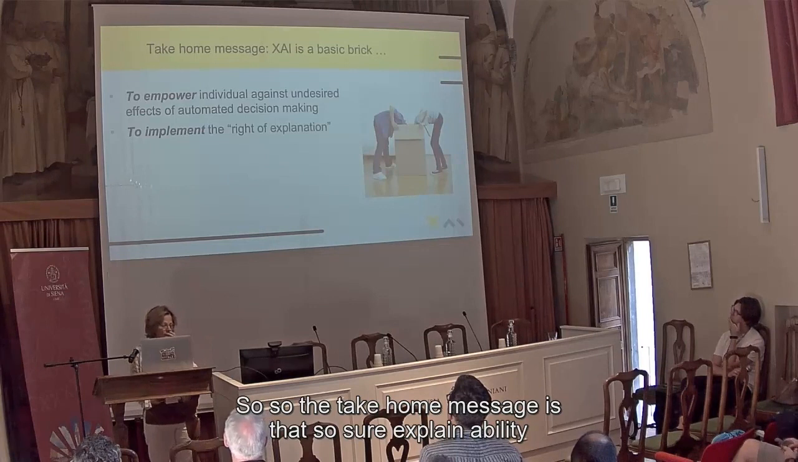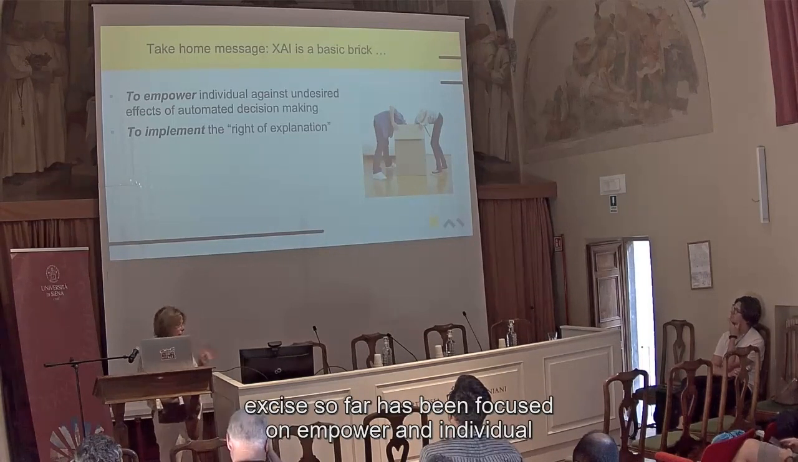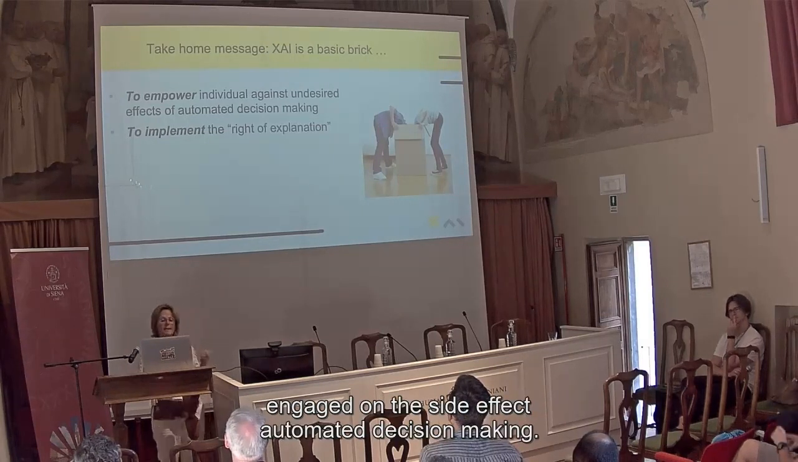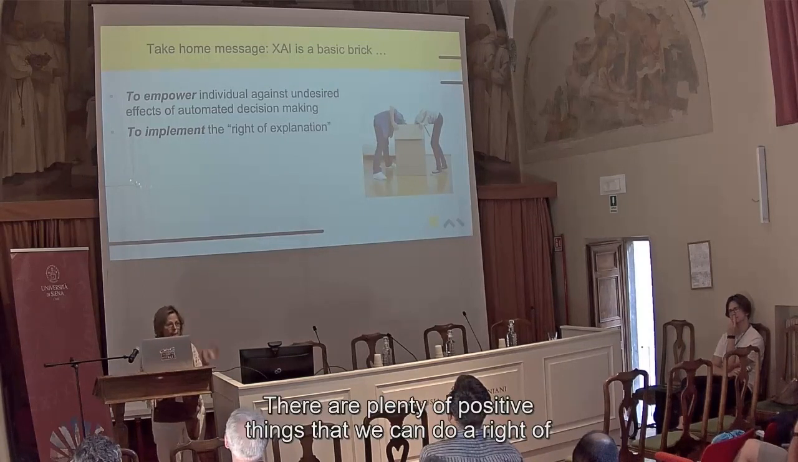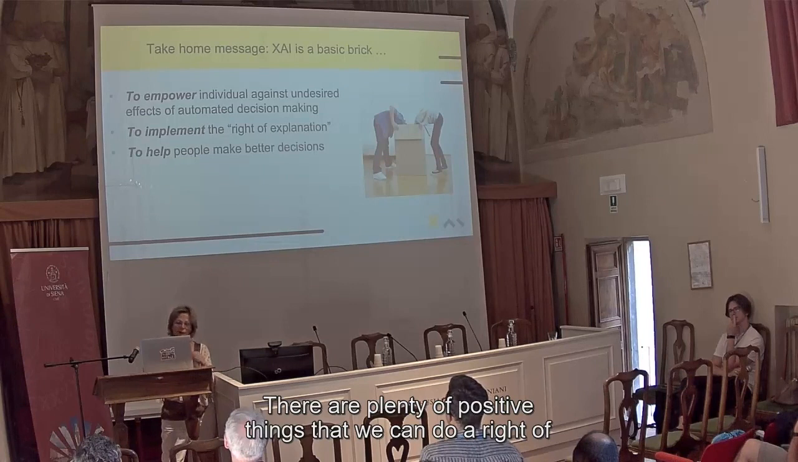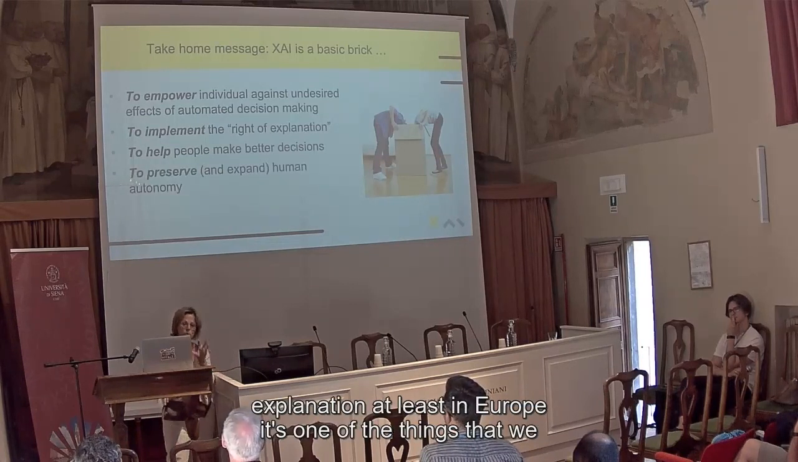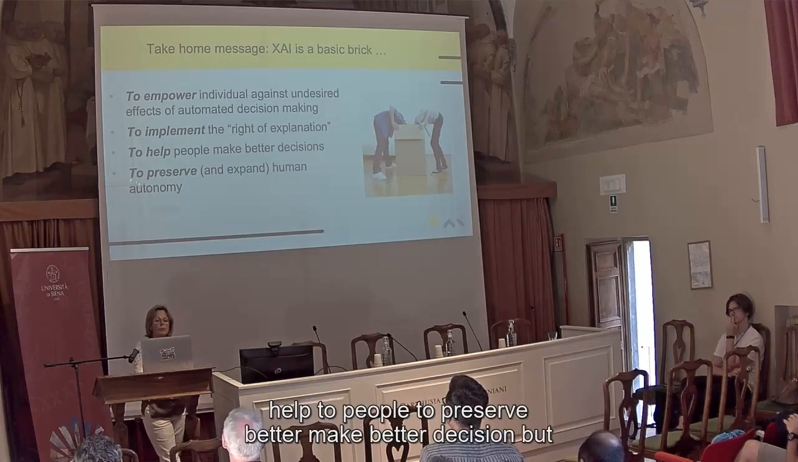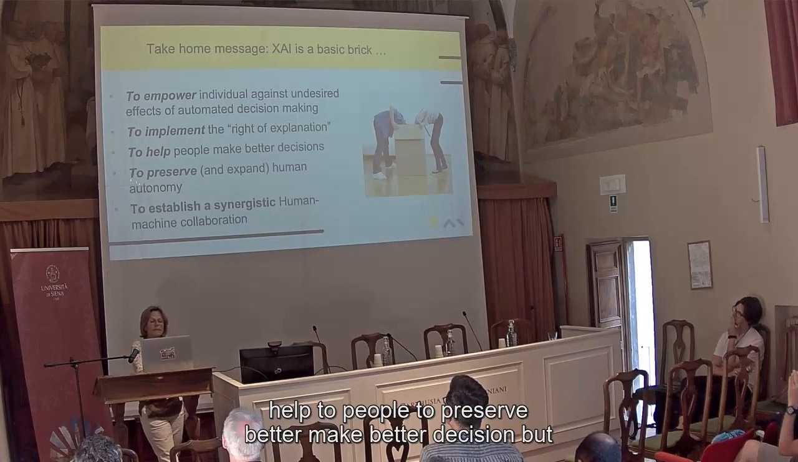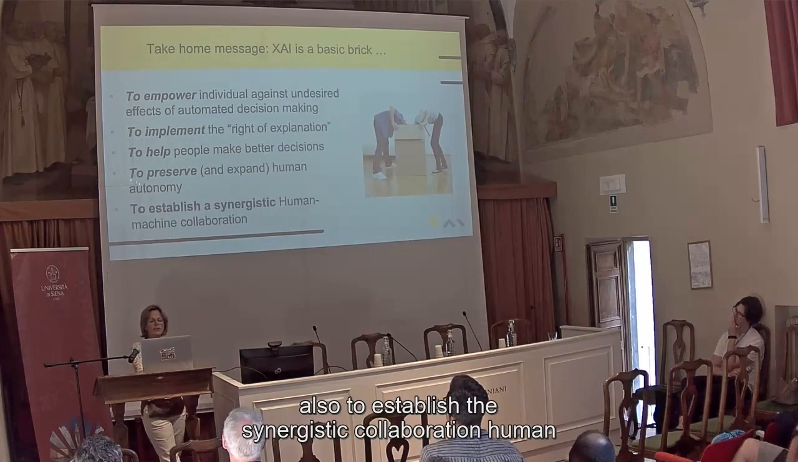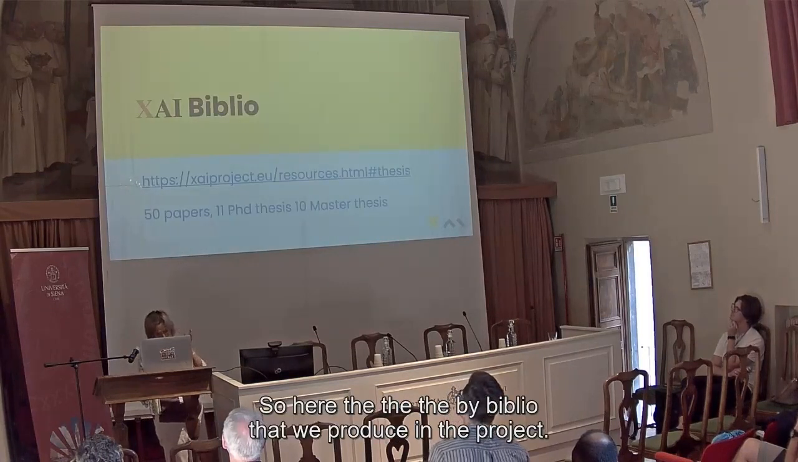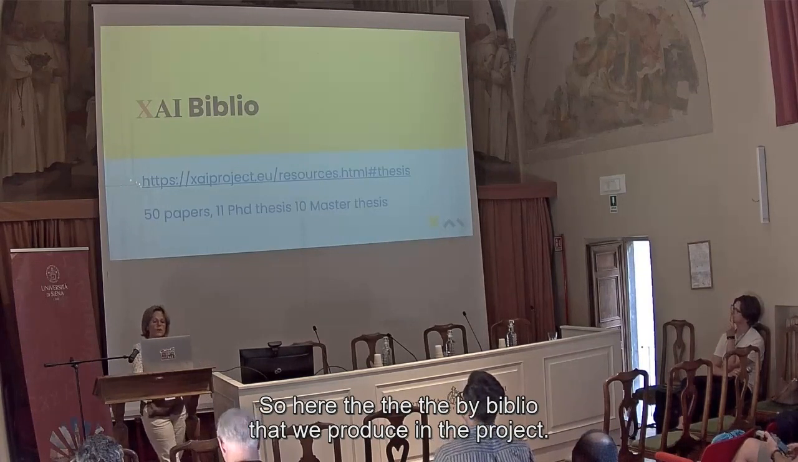So the take-home message is that, sure, explainability, XAI so far, has been focused on empowering individuals against undesired effects of automated decision making. There are plenty of positive things that we can do. A right of explanation, at least in Europe, is one of the things that we need to equip our AI systems with when we go to the market. Helping people to make better decisions, but also to establish a synergistic human-machine collaboration. So here is the bibliography that we produced in the project.